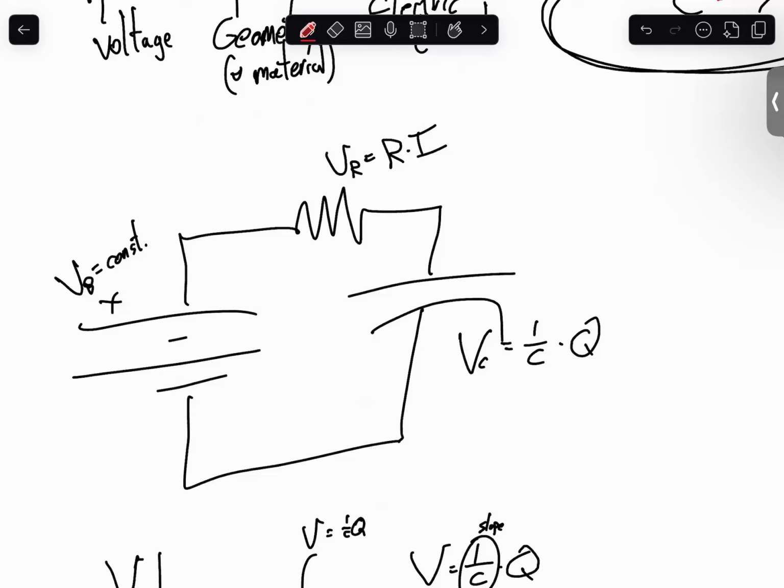When I start out, the instant I hook up the circuit, what's the charge on the capacitor? 0. If I start out with an uncharged capacitor, I start with 0 charge. How much voltage does it have if Q is 0? 0. If Q is 0, capacitor voltage is 0. So if this is a 9-volt battery, and this is a 0-volt capacitor, what can I conclude? Total voltage has to add up. The resistor carries how many volts? None.